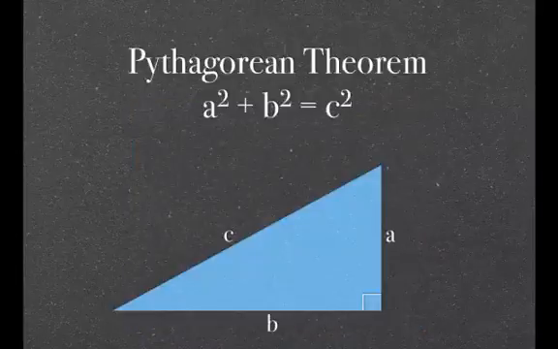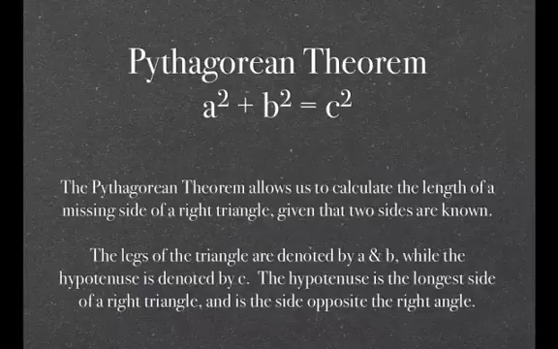the Pythagorean theorem. A squared plus b squared equals c squared. The Pythagorean theorem allows us to calculate the length of a missing side of a right triangle, given the two other sides are known. The legs of the right triangle are denoted by a and b, while the hypotenuse is denoted by c. The hypotenuse is the longest side of a right triangle and is the side opposite the right angle.